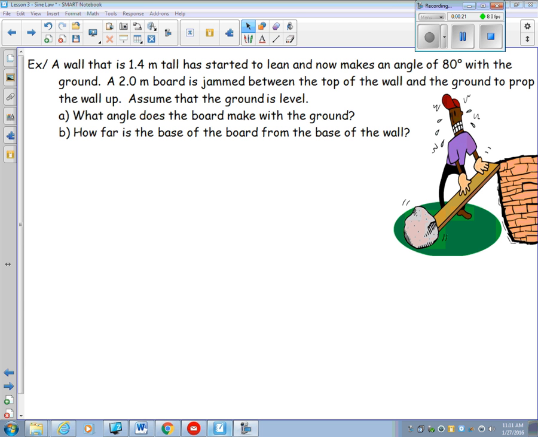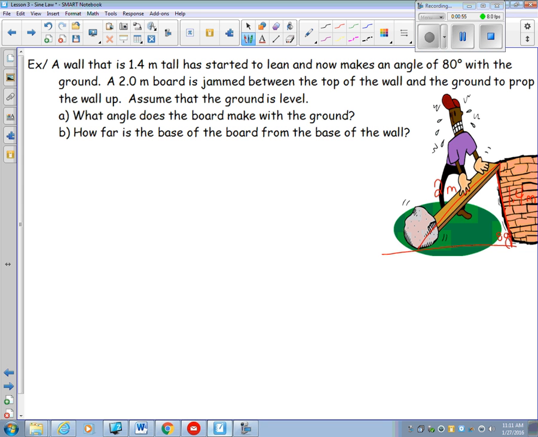A wall that's 1.5 meters tall. So look at this little clip art thing again. Here we have this wall. It's 1.4 meters. It makes an angle of 80 with the ground. So if that's our ground right there, it's 80. And a 2-meter board is jammed between the top of the wall and the ground. So this board right here, like that, is 2 meters. And we want to assume the ground is level like we always do. What angle does the board make with the ground?